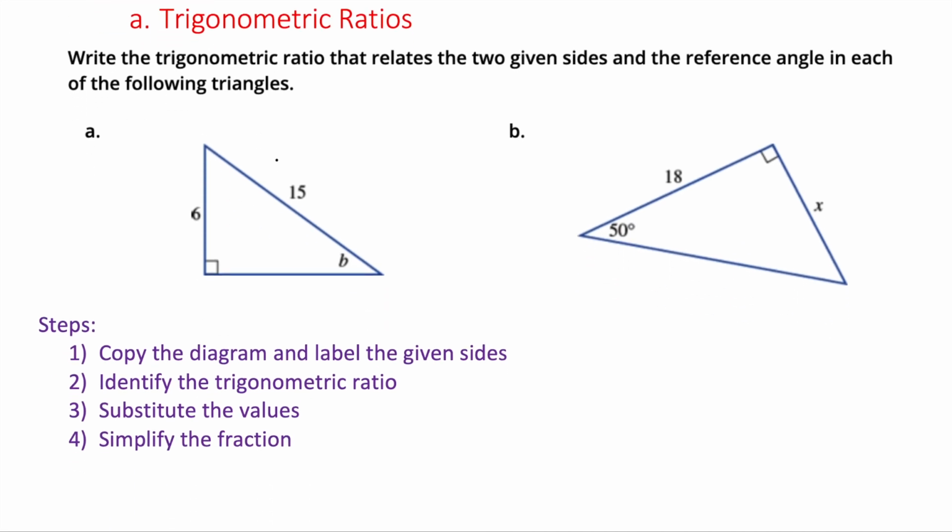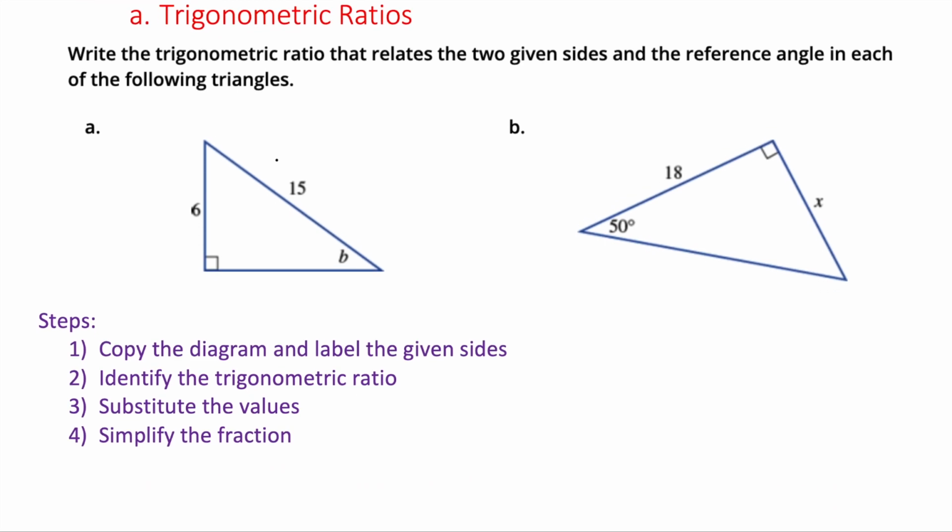Okay, fantastic. So the steps that we need to follow are, first we have to copy the diagram and label the given sides. I'm not going to copy the label diagram because it's going to take me forever to draw these triangles that I already have here. But because you're doing your questions on Jacaranda Plus, you need to copy these triangles into your book and label them. Then identify the trigonometric ratio, substitute the values, and simplify the fraction.